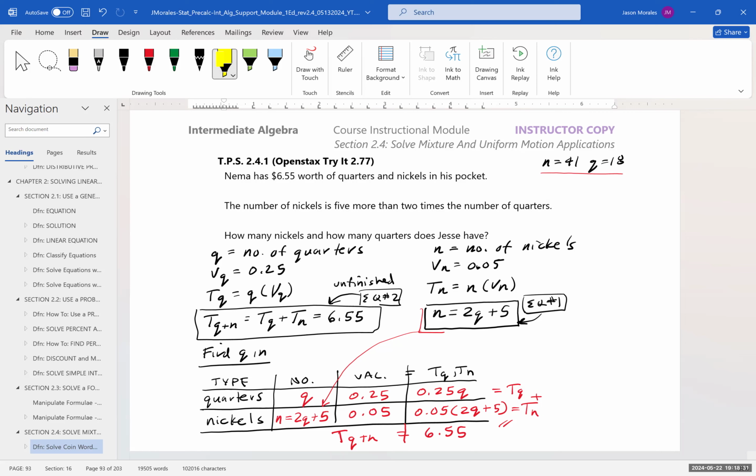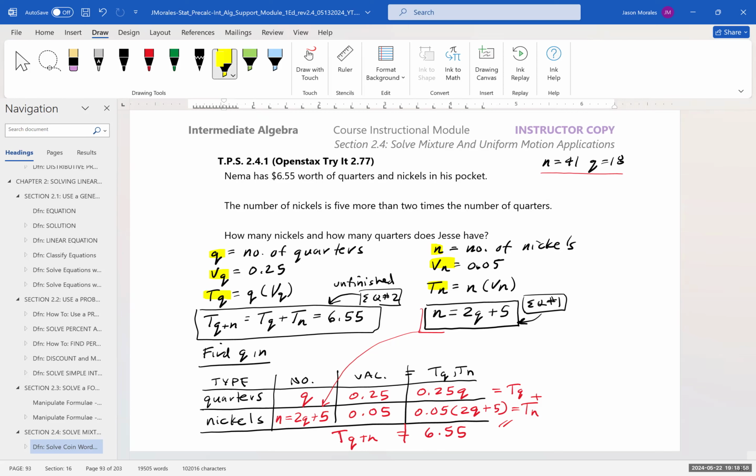So, I let Q represent the number of quarters and N the number of nickels. The value of a quarter is 25 cents. The value of a nickel is 5 cents. The total for quarters is going to be the number of quarters times the value of a quarter. And the total value of nickels is equal to the number of nickels times the value of each nickel.